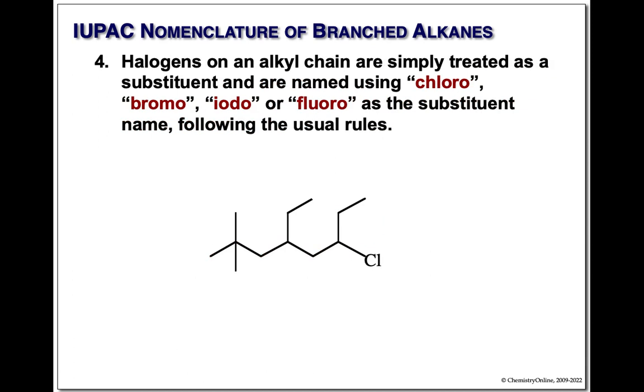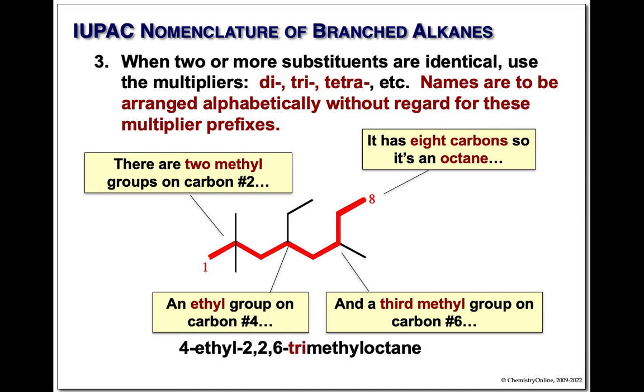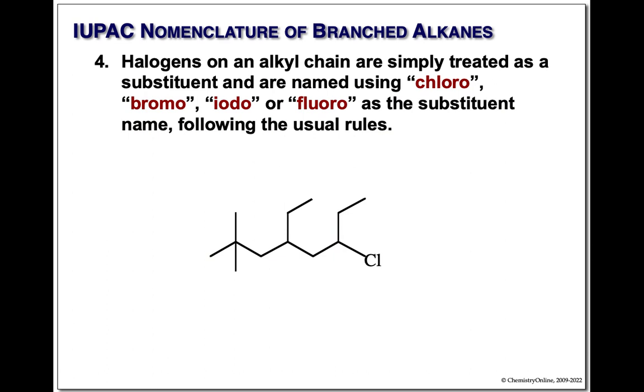Let's just take that basic structure. What I did was I took this methyl group and I put a chlorine on it. So instead of a trimethyl, now we have a dimethyl. And here at carbon 6, we have a chloro substituent. So putting it into our name, again, we have 8 carbons. It's an octane. We have an ethyl group at carbon 4, a chlorine at carbon 6.